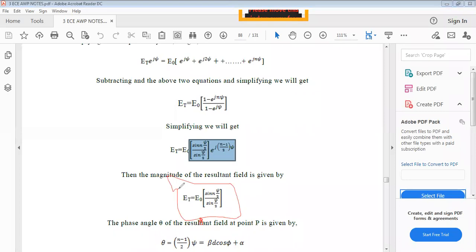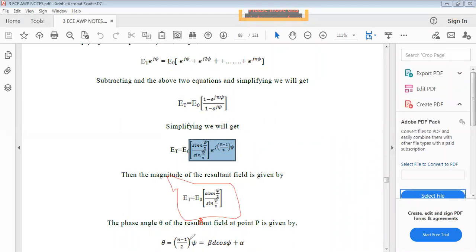Next, the phase angle theta of the resultant field at point B is given by the phasor form. See here, e power j theta, which is the non-magnitude form: e power j of (n minus 1) by 2 into psi. And what is meant by theta here? Theta equal to (n minus 1) by 2 into psi.